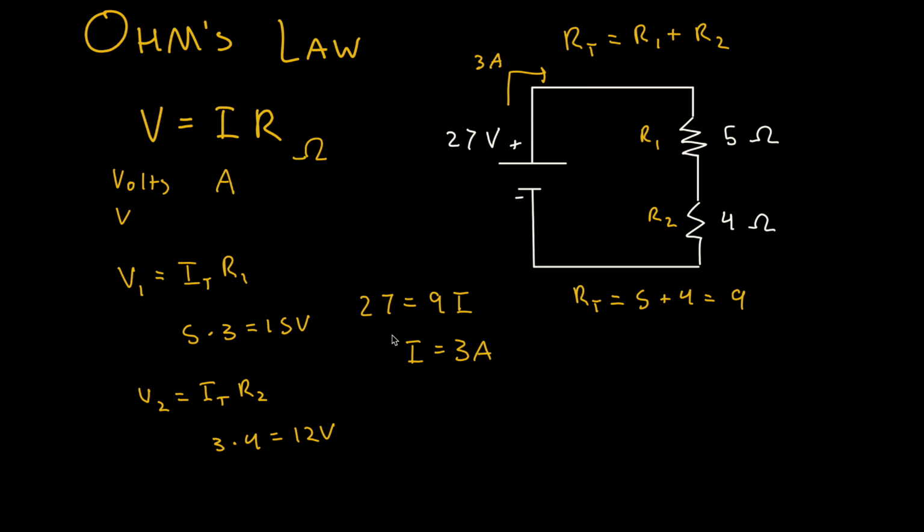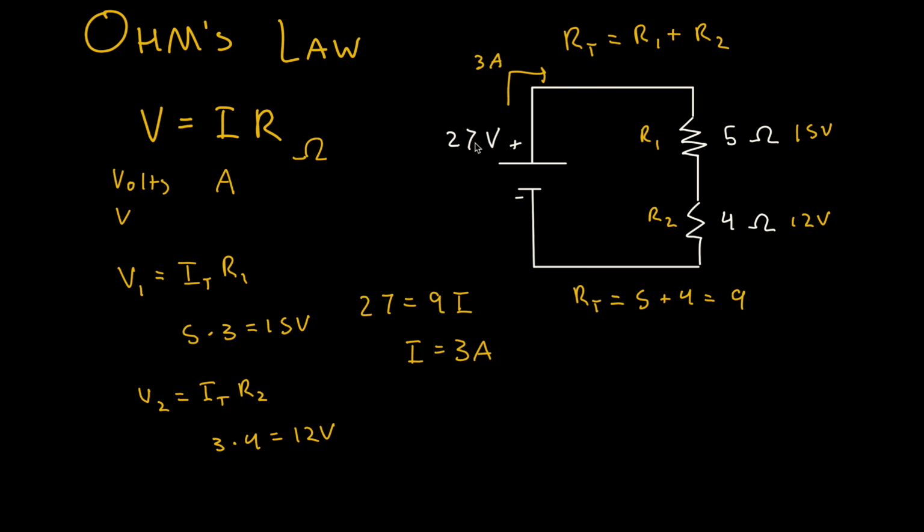Now, I want you guys to notice something interesting. So let me just label these 15 volts, 12 volts. Now, as you can see, the total amount of voltage that we put into this entire circuit was 27. And guess what? The total amount of voltage that was consumed is 27 volts.